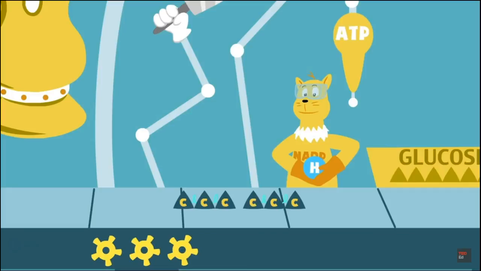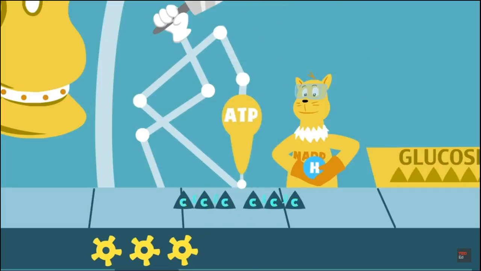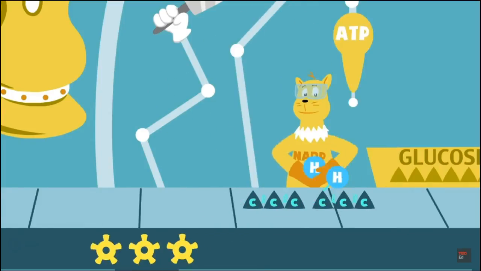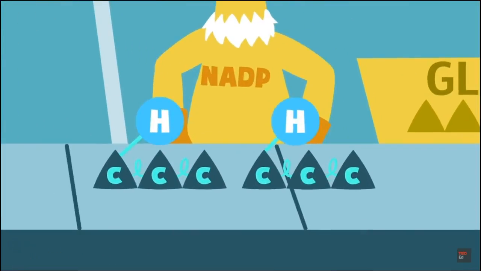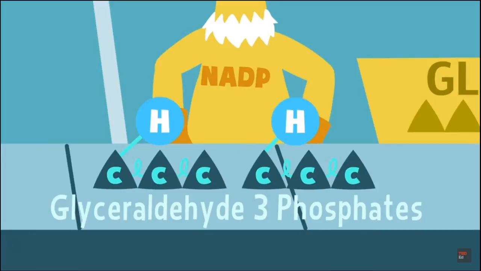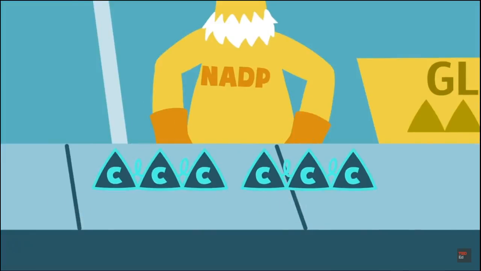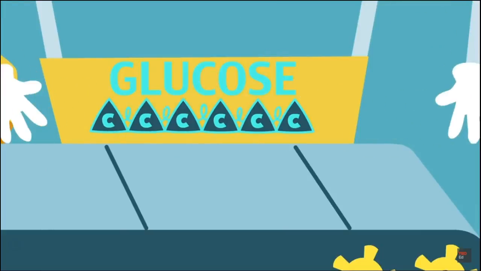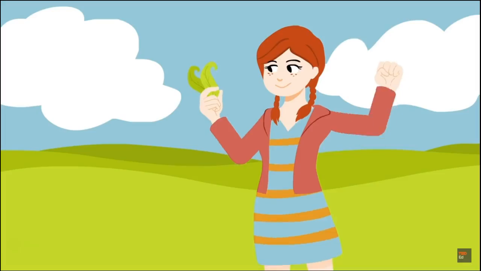ATP, working like a lubricant, delivers energy, while NADPH affixes 1 hydrogen to each of the PGA chains, changing them into molecules called glyceraldehyde 3-phosphates, or G3Ps. Glucose needs 6 carbons to form, made from 2 molecules of G3P, which incidentally have 6 carbons between them. So sugar has just been manufactured, right?